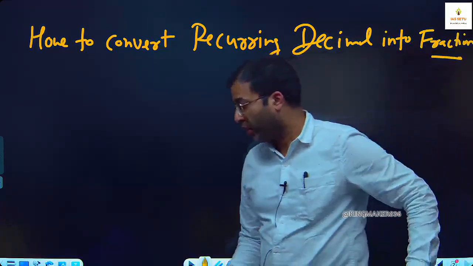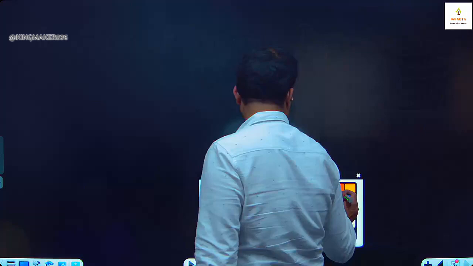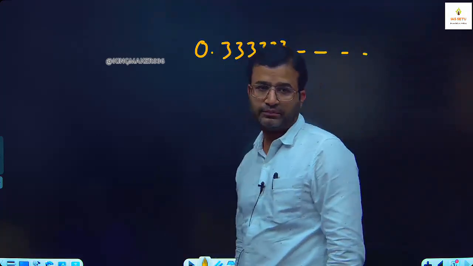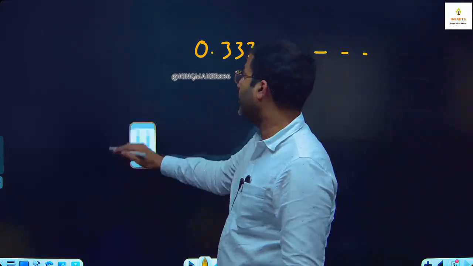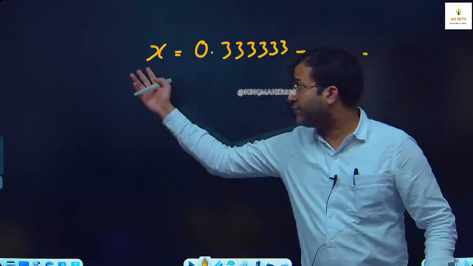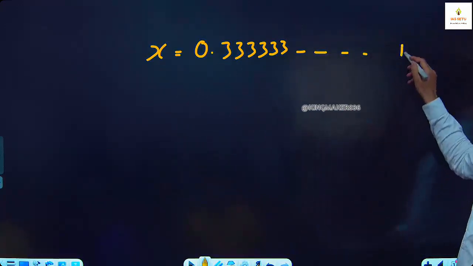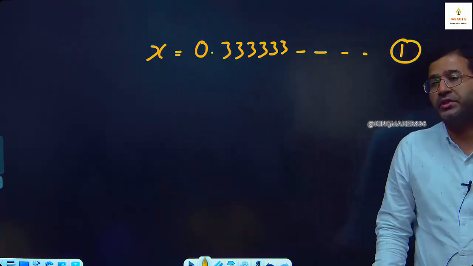Like here, our question is 0.33333. We have to convert this into a fraction. Fraction means numerator upon denominator. So we take it as x. This is called the left hand side, this is called the right hand side. So I call this equation number 1: x is equal to 0.3333.